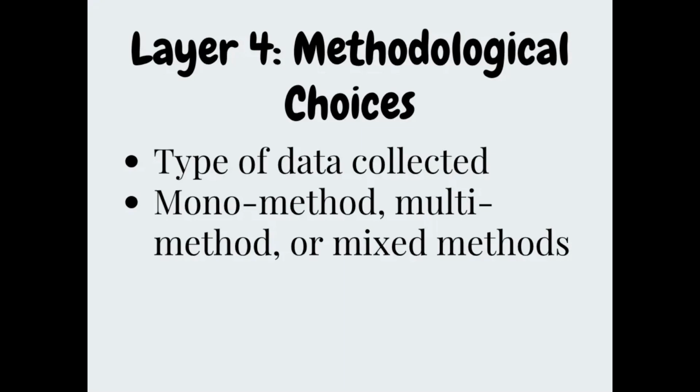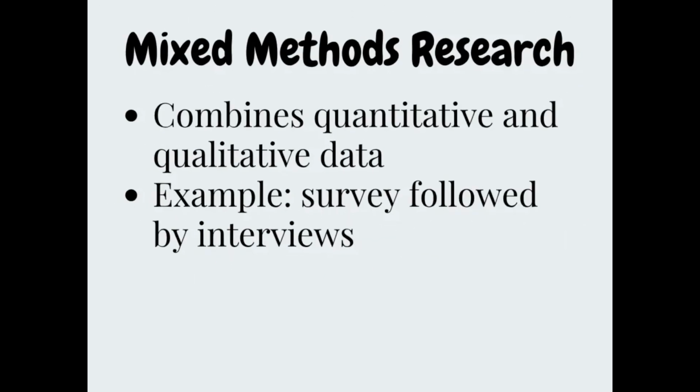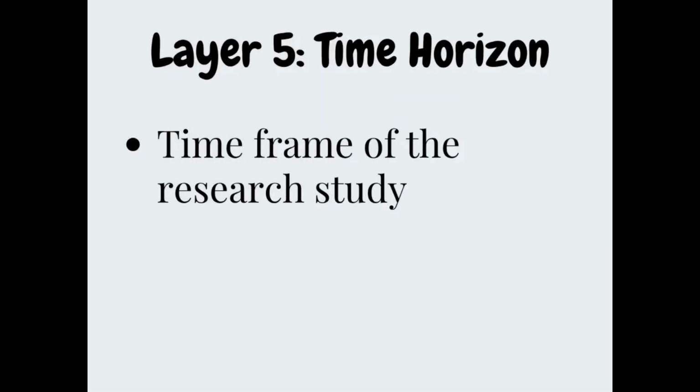The third option is mixed methods. Mixed methods research combines both qualitative and quantitative data. For example, a researcher may conduct a survey to identify patterns and then follow up with interviews to understand the reasons behind those patterns. The next layer is the time horizon.